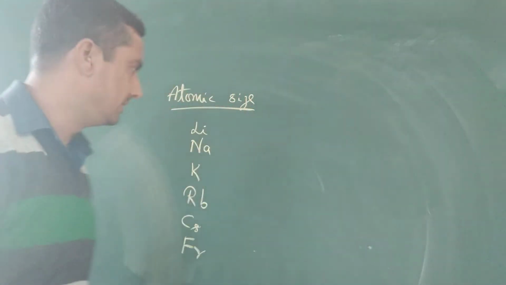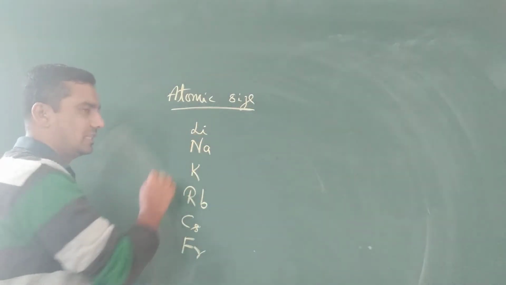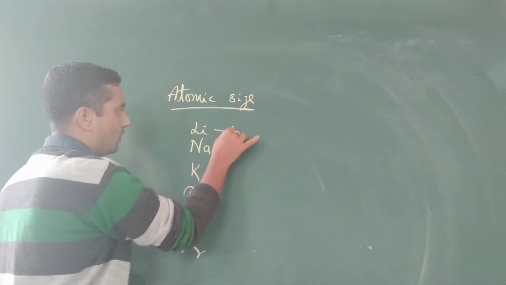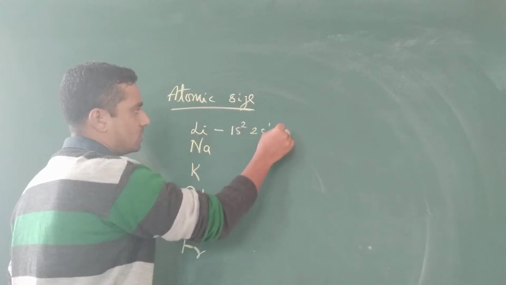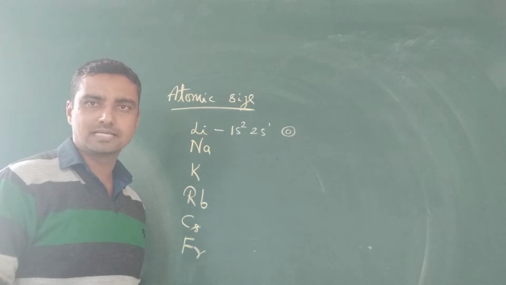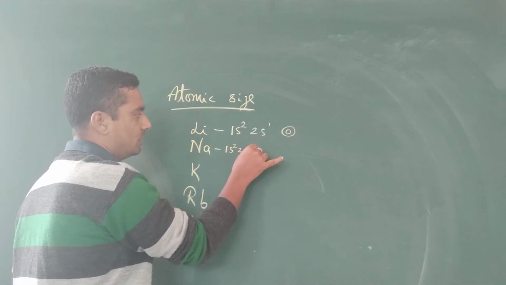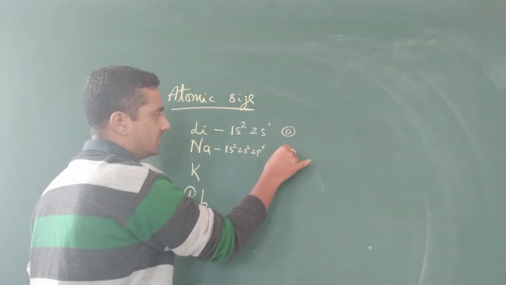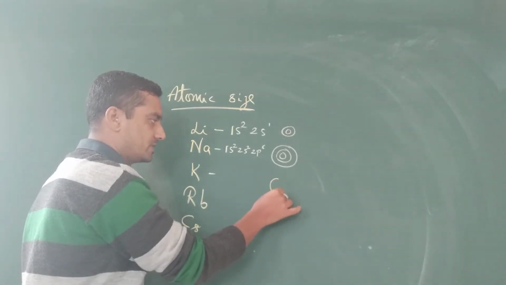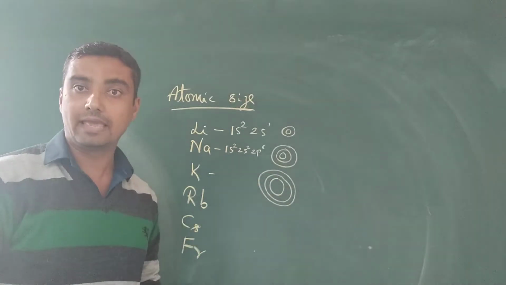Here, first we will go for the lithium atom. We know the atomic number of lithium is 3. If you go for the electron configuration, it is 1s2 2s1. So it contains only two orbitals, 1s and 2s. If you go for a sodium atom, it is 1s2 2s2 2p6, so there are 3 orbitals. So the size of the atom goes on increasing.